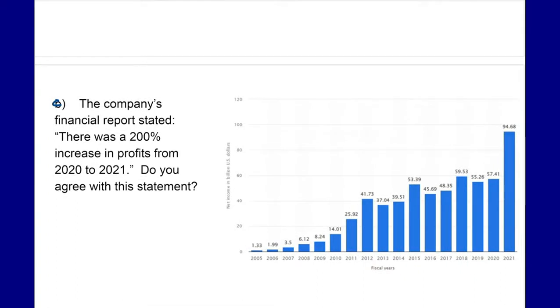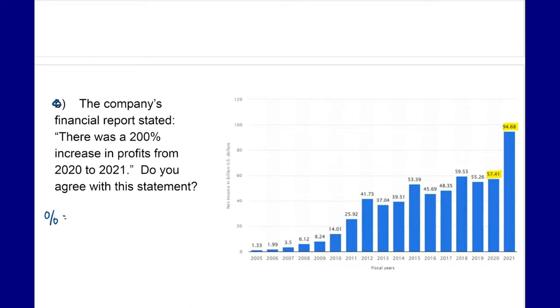Lastly, for question C, the company's financial report stated there was a 200% increase in profits from 2020 to 2021. Do you agree with this statement? Well, let's take a look. 2020 to 2021. So looking at it, you might say, oh, that's close to doubling, maybe a little bit less, so maybe they're not far off. But let's do a quick check.